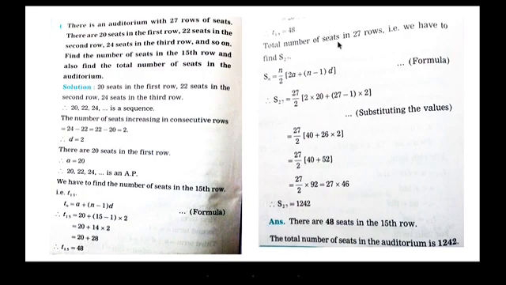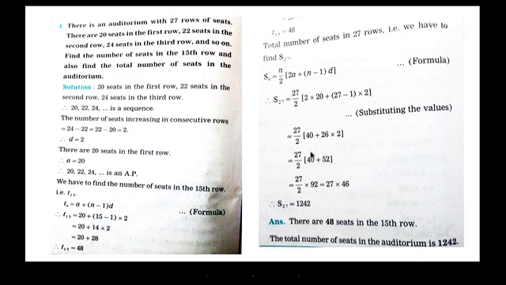Now we also have to find the total number of seats in 27 rows. That means S27. So we have the formula Sn is equal to n upon 2 in the bracket 2a plus n minus 1 into d. So S27 is equal to n is 27, a is 20 and d is 2. So we substitute the values. S27 will be 27 upon 2 in the bracket 2 into 20 plus 27 minus 1 into 2.